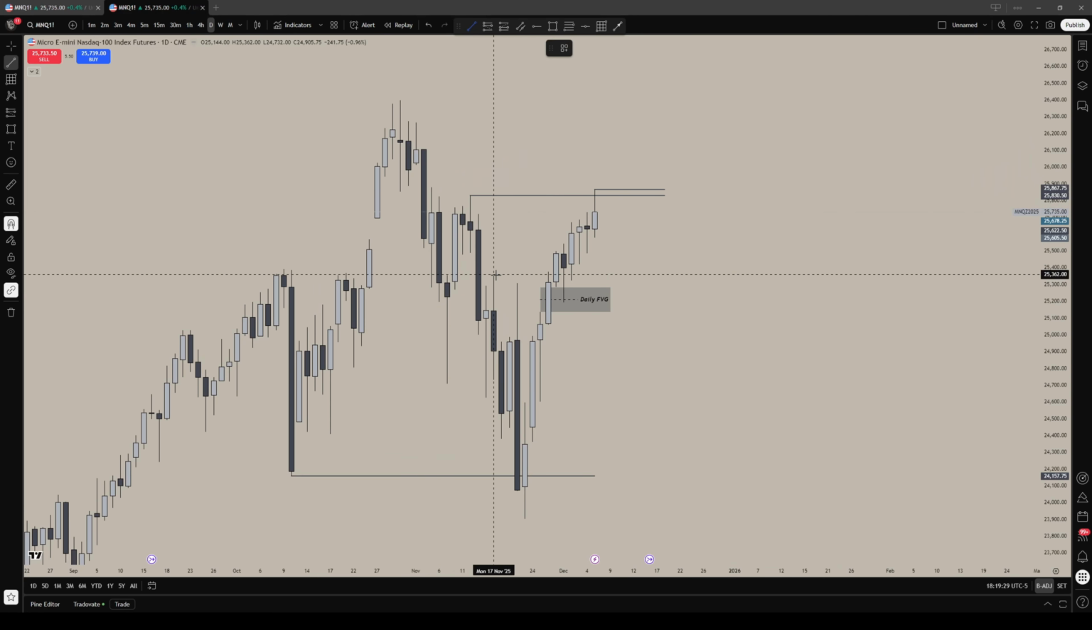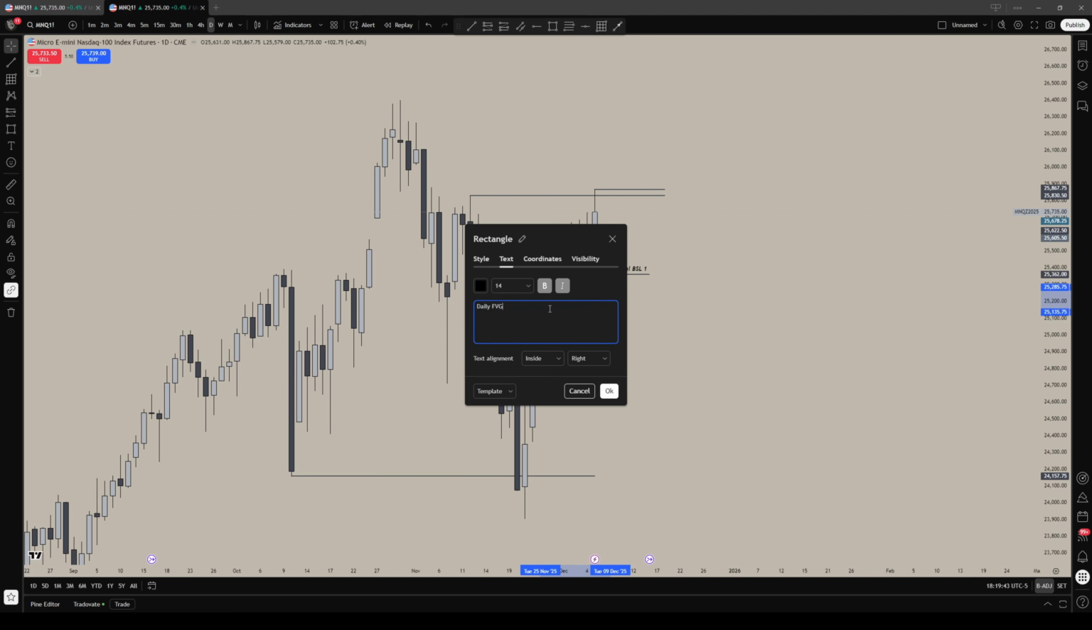So first we delivered off here, right? And then we reacted here. So let's just call this internal buy side liquidity 1. So from buy side, we went to the daily fair value gap, which was sell side.